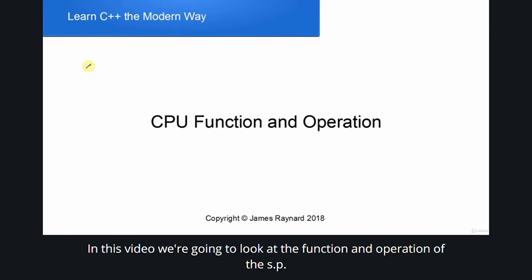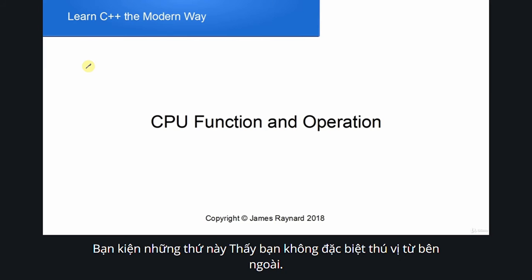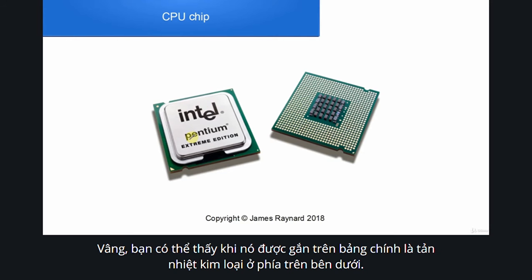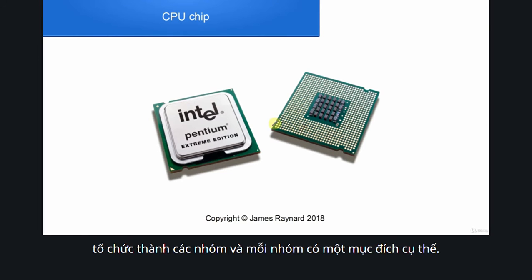Hello, in this video we're going to look at the function and operation of the CPU. The CPU is not particularly interesting from the outside. All you can see when it's mounted on the main board is the metal heatsink on top. Underneath there are a huge number of metal pins which may look like a complete jumble, but in fact they are all organised into groups, and each group has a specific purpose.